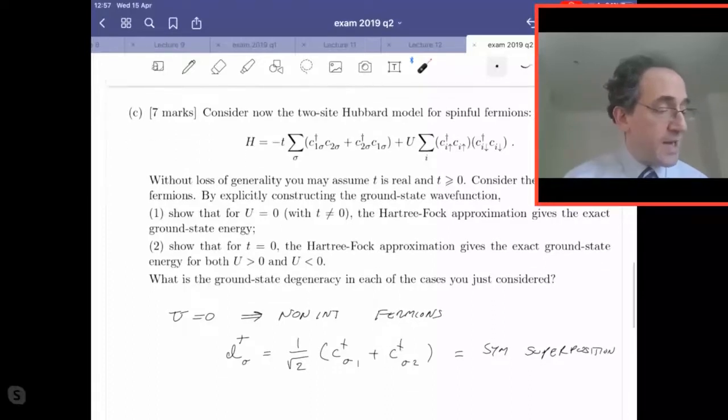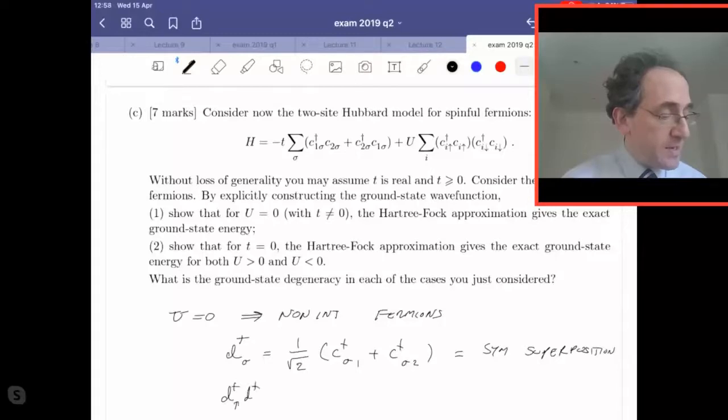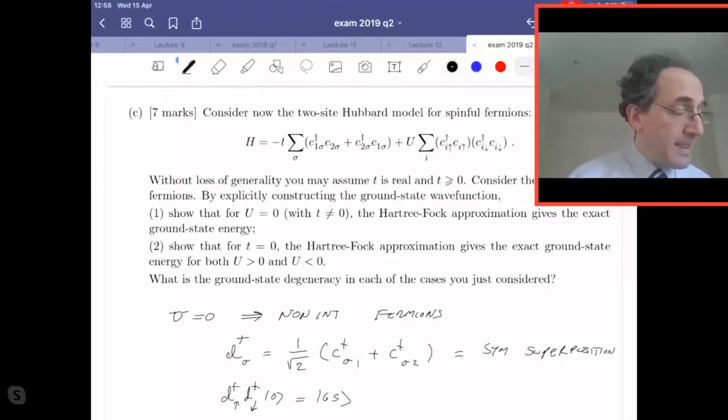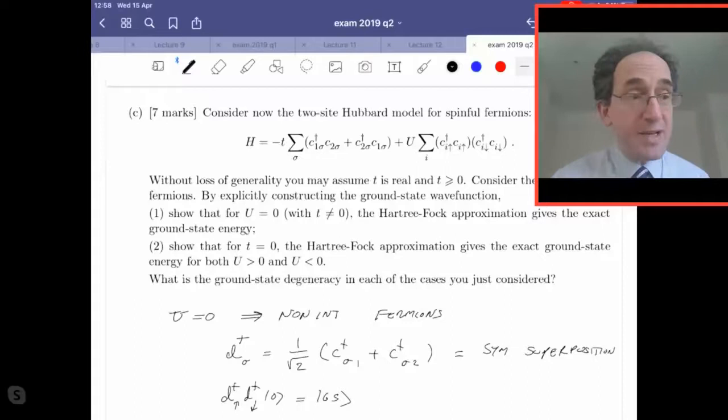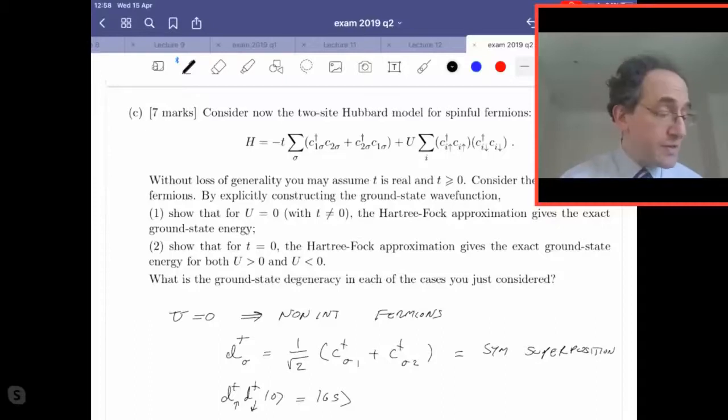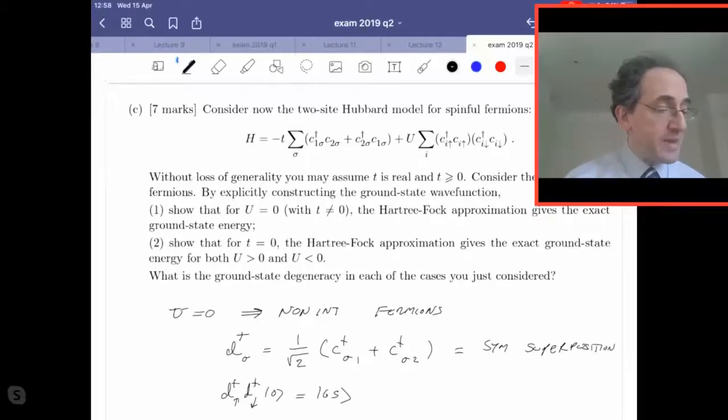And so filling up both spin up and spin down, d dagger up, d dagger down on 0 is the ground state, and that's the exact ground state when U is 0, and that is a single Slater determinant, and therefore it is the Hartree-Fock solution also, because Hartree-Fock is the best single Slater determinant. If the actual ground state is a single Slater determinant, then it is also the Hartree-Fock ground state. And so you get the exact solution from Hartree-Fock. So that one was easy.